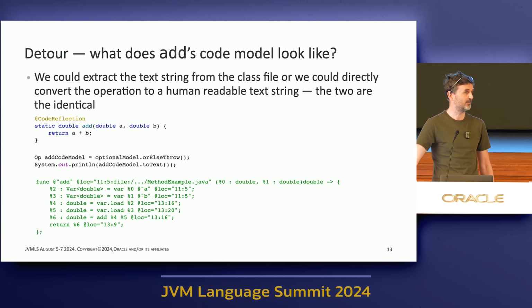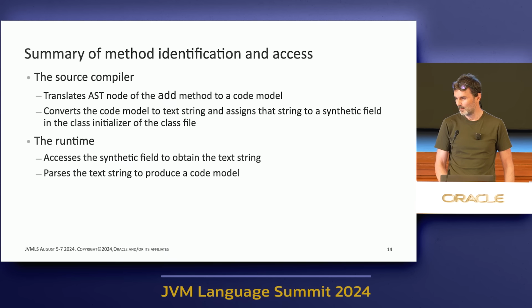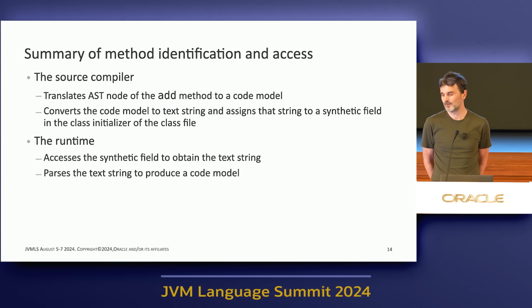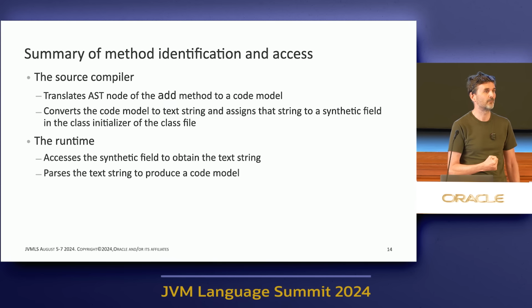Also, we have location information in here as well. So when debugging, if we're going to generate bytecode from it or other kinds of code, we can embed location information all the way down. So in summary, what's going on? The source compiler is translating AST nodes of the add method to a code model, and it converts that code model to a text string and assigns that string to a synthetic field in the class file. And at runtime, we access the synthetic field to obtain the text string and then parse that text string to produce a code model back. Fairly straightforward.